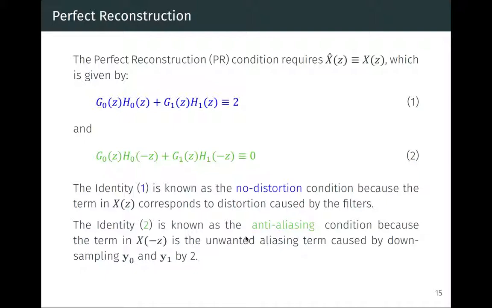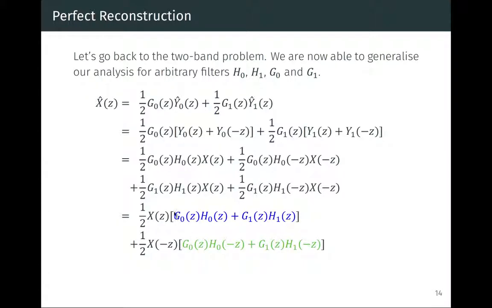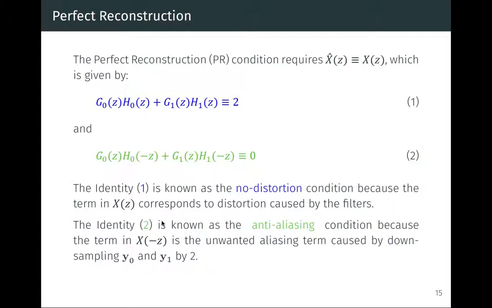So the first one, which corresponds to the part in front of x, is called the no distortion condition, okay? So we said that this product of polynomials must be equal to 2, and if we have that, then we know we don't distort the original signal. And the second part here, the green part, must be equal to 0, and that's the no aliasing condition, because if it's equal to 0, then we can cancel off the aliasing term x of minus z. All right. So we have a nice relationship.